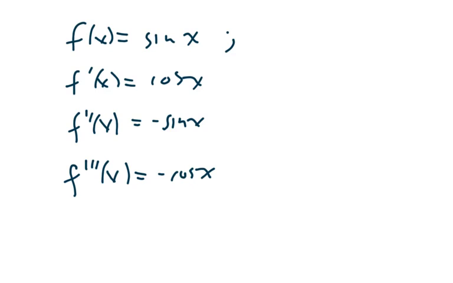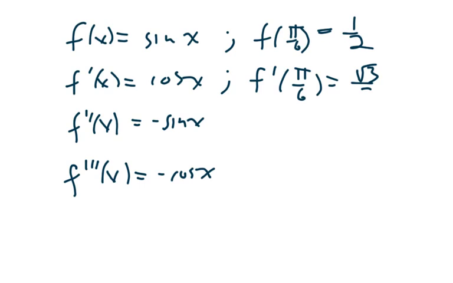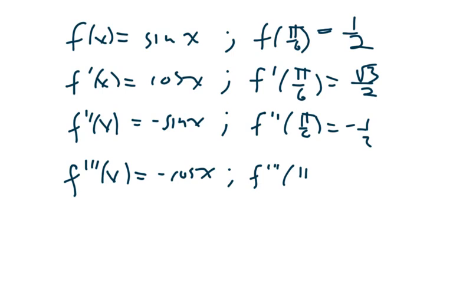Okay, and let's fill in these values. F of pi over 6 is 1 half, because that's like a 30 degree, so 30, 60, 90. F prime at pi over 6 is the cosine of pi over 6, so that's root 3 over 2. And then f double prime at pi over 6 is just going to be negative 1 half. And f triple prime at pi over 6 is negative root 3 over 2.